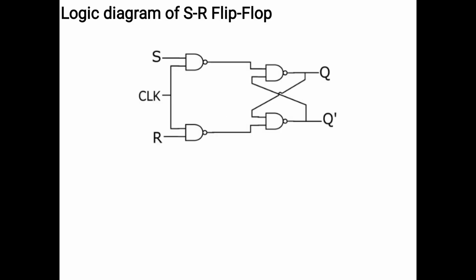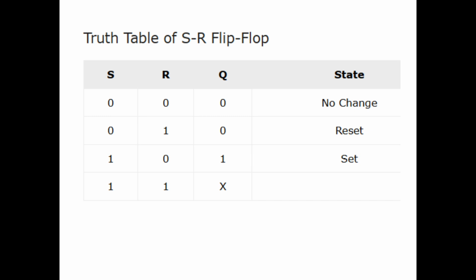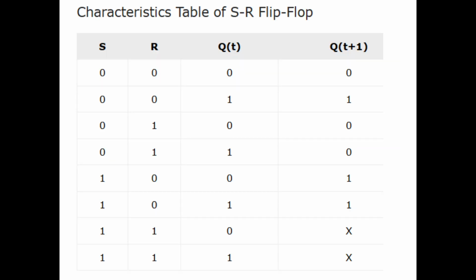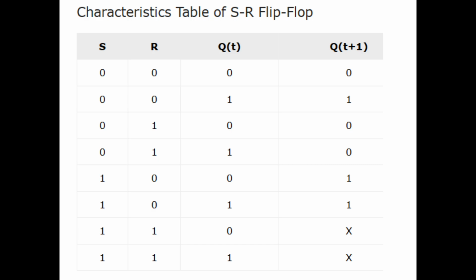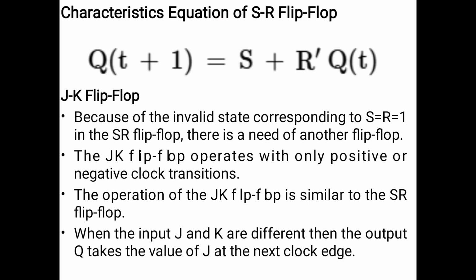This is a logic diagram representing an SR flip-flop and its corresponding truth table, showing for different values of set and reset what the output and its corresponding states will be. And the characteristic table of an SR flip-flop with different combinations of the inputs S and R and the present state Q, so that we can determine the next state Q(t+1). With respect to this characteristic table, we can obtain the algebraic equation for the next state Q(t+1).